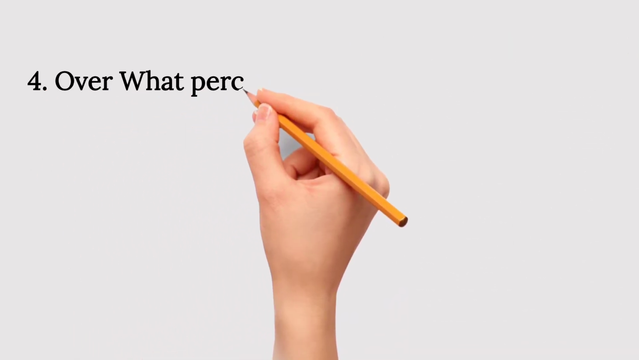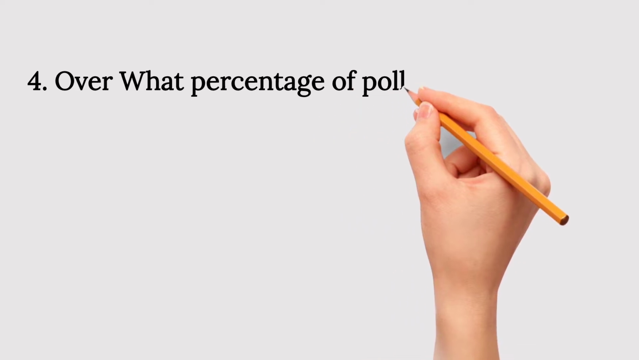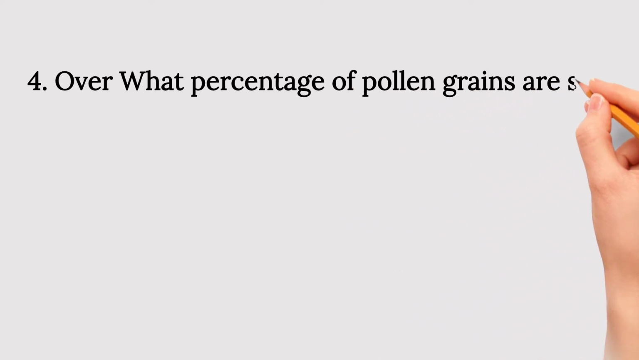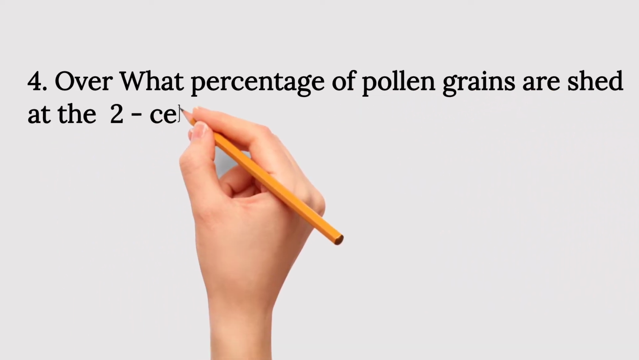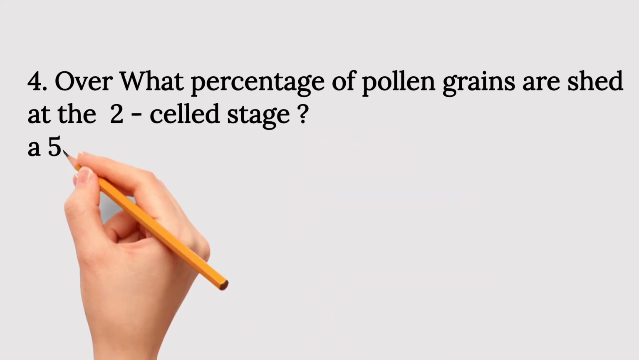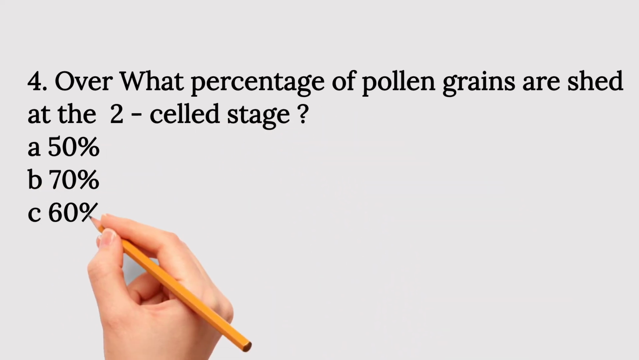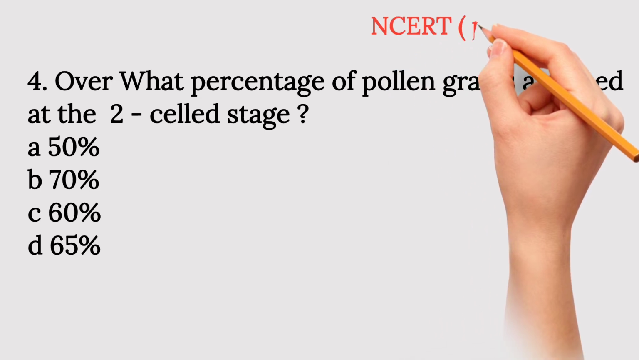Over dash percent of angiosperm pollen grains are shed at the two-celled stage. Option A, 50%; option B, 70%; option C, 60%; and option D, 65%.